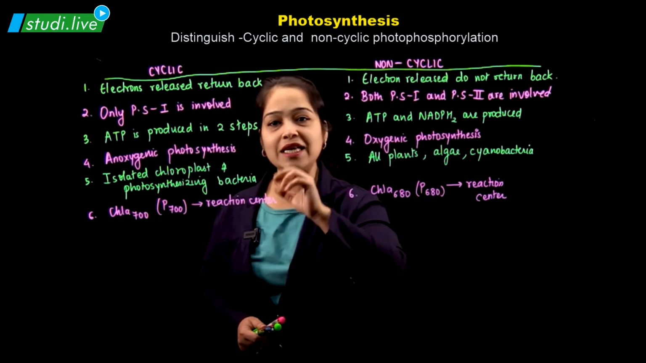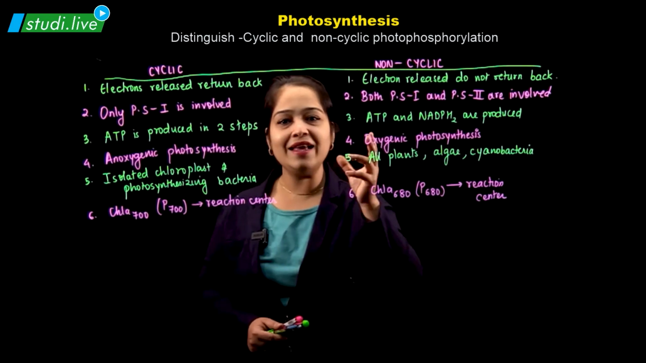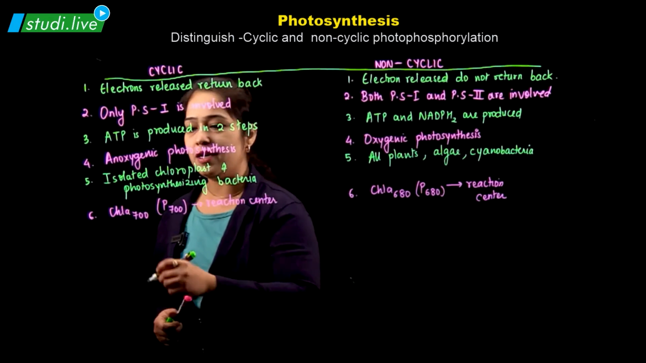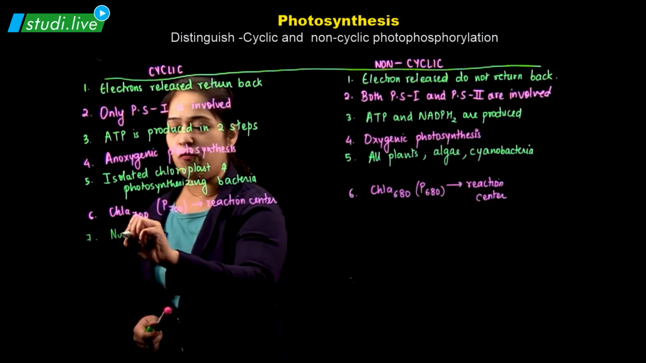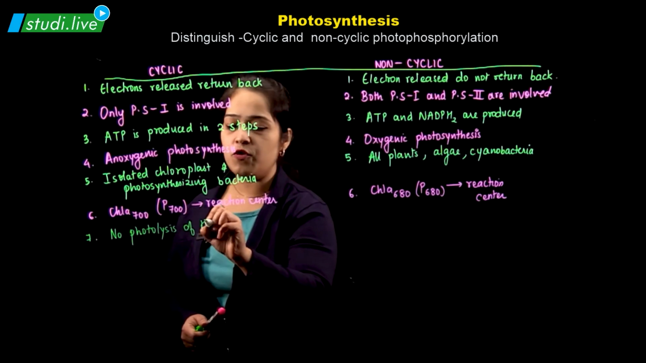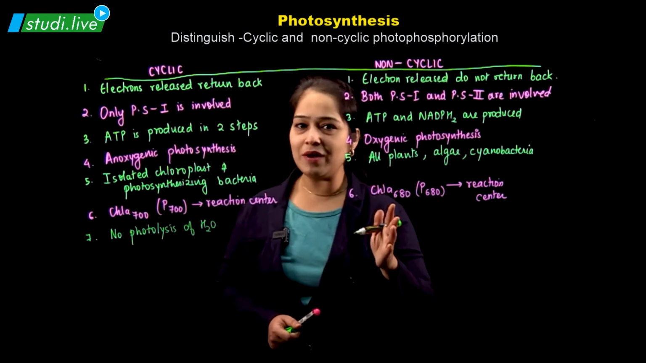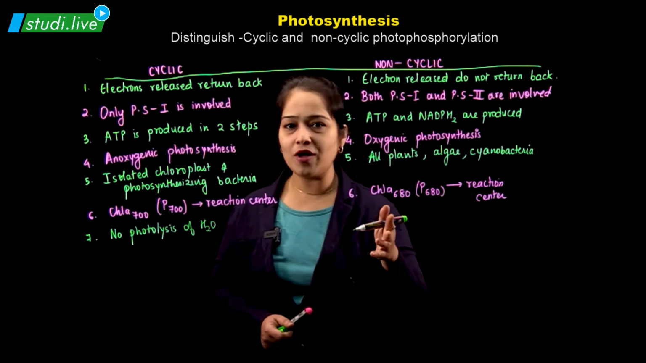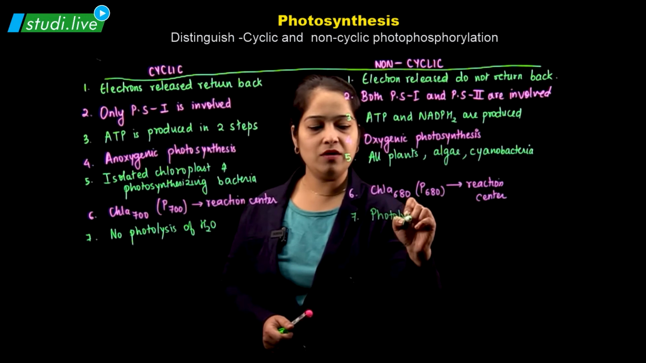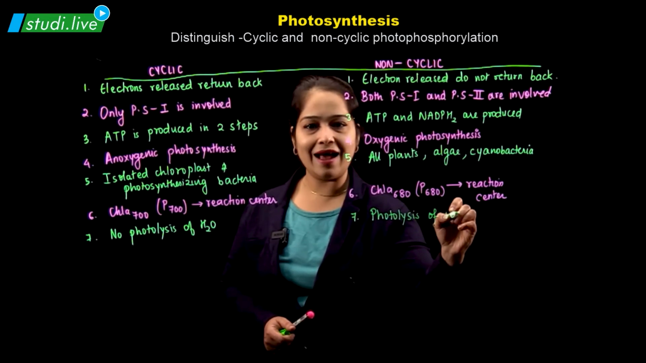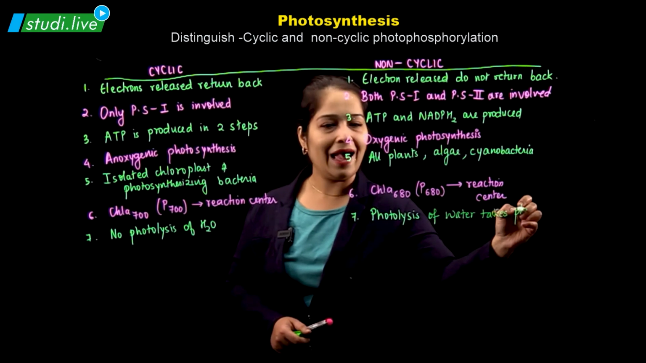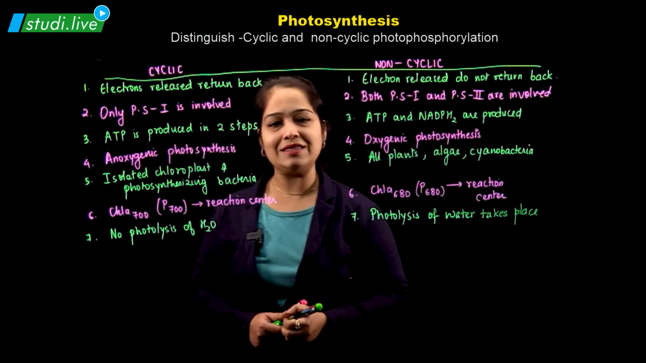What is the most significant difference which divides cyclic and non-cyclic? The seventh point tells us. Over here there is no photolysis of water taking place, which means water does not split into hydrogen and OH. Over here photolysis of water takes place. So the difference between cyclic and non-cyclic is that here there is no photolysis of water and here we have photolysis of water taking place.